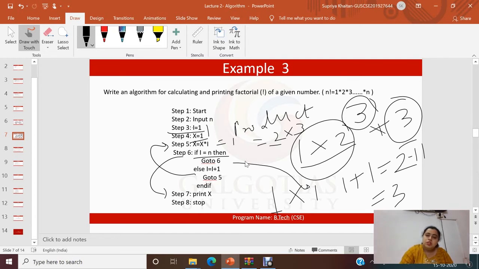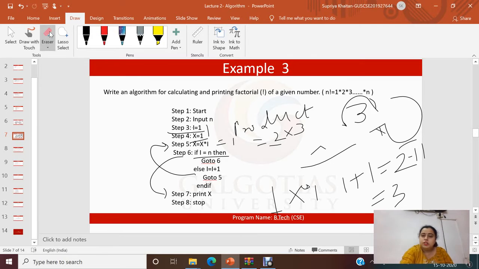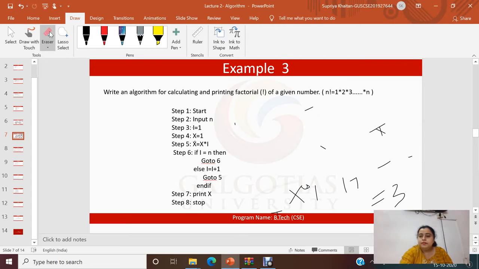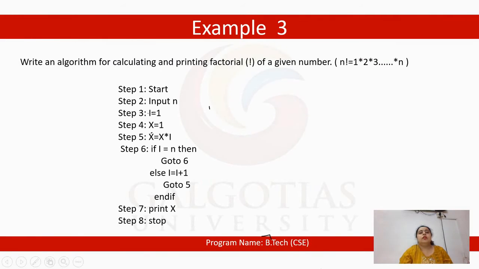Now we have reached n. It will stop. This is your algorithm for finding factorial. So this is the algorithm for calculating factorial of a given number. Number is inputted from the user.